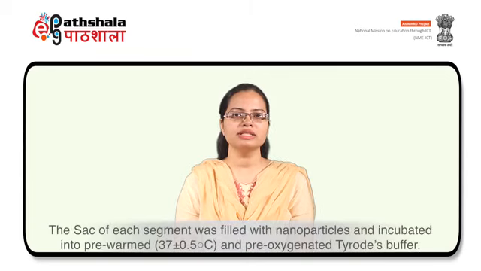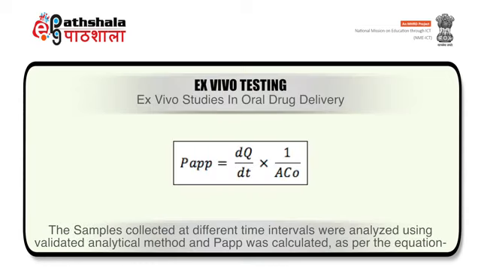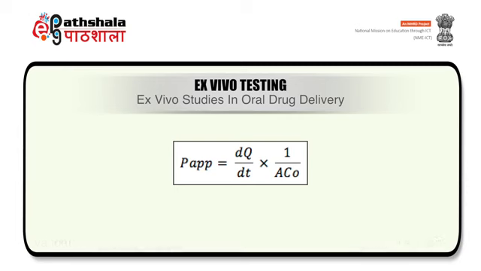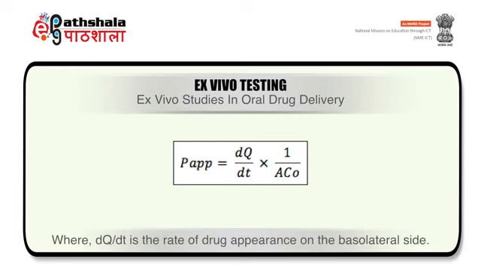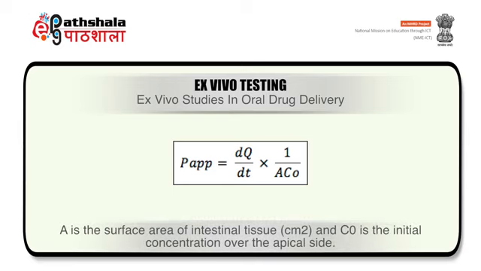The sac of each segment was filled with nanoparticles and incubated in pre-warmed and pre-oxygenated Tyrode's buffer. The samples collected at different time intervals were analyzed using a validated analytical method, and P-app was calculated as per the equation, where dQ/dt is the rate of drug appearance on the basolateral side, A is the surface area of the intestinal tissue, and C0 is the initial concentration on the apical side.